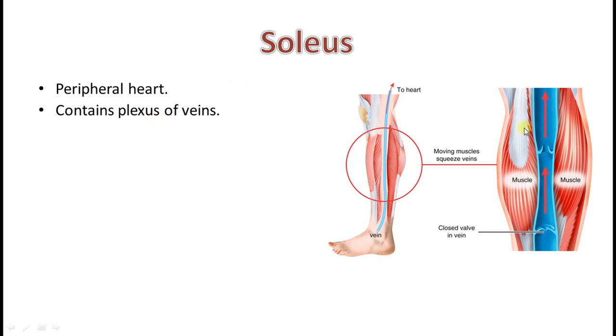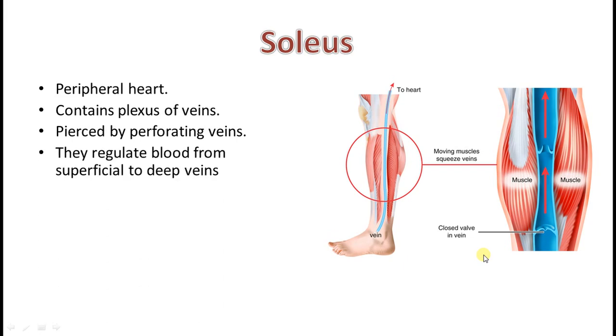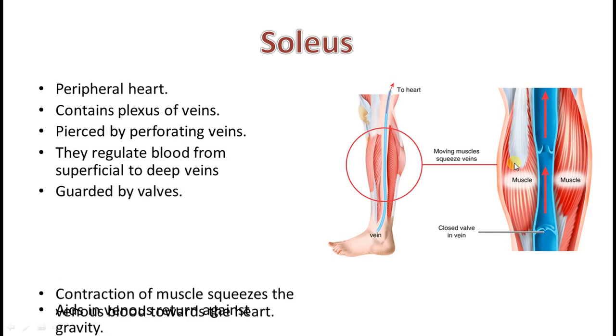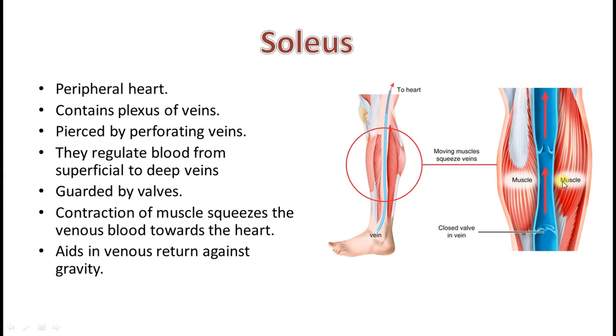There are also venous plexuses surrounding the soleus muscle, and they are valveless. Apart from the perforators, there are these plexuses. The perforating veins, guarded by valves, regulate blood flow from the superficial to the deep veins. So contraction of the soleus muscle squeezes the venous blood towards the heart, aids in venous return, pumping the venous blood against gravity. That is why it is also considered the peripheral heart.